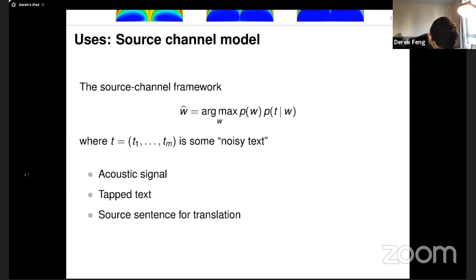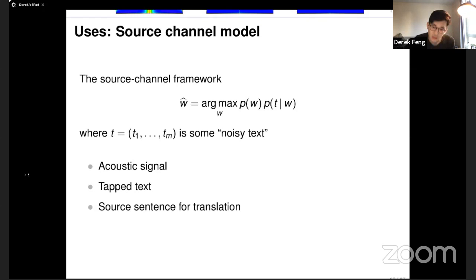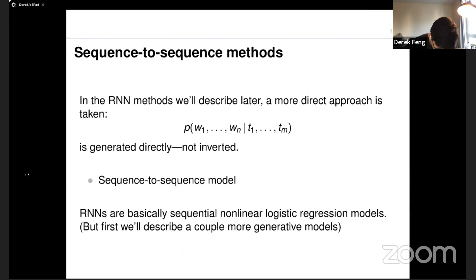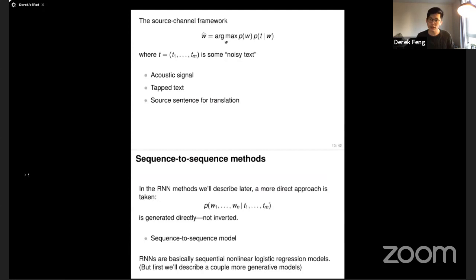Okay, so we talked about this already. You can think about these as language models. Here the W corresponds to the actual words and the T corresponds to some noisy text. This is similar to the way we talked about language models. I think it's somewhat important to clarify these distinctions. What we're going to see later when we look at recurrent neural networks is that the W's are what we're trying to predict. The W's are the words, and T corresponds to the noisy versions of them. For instance, the T's could correspond to the sounds you make when you actually say a word.